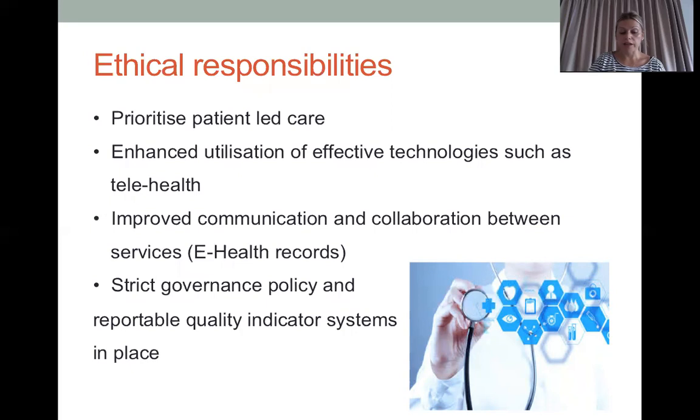So when we look at health planning designed to meet the needs of service demands in the ageing population, it's essential we have a strong focus on ethical responsibilities. And in an under-resourced, revenue-driven industry, patient-led care is paramount, and the utilisation of technologies such as e-health records and telehealth must be prioritised. Ensuring implementation of strict governance policies and mandating reporting of quality indicators such as patient health outcomes will be essential for delivering services in this potentially challenging environment.